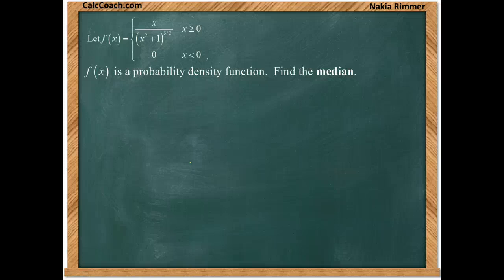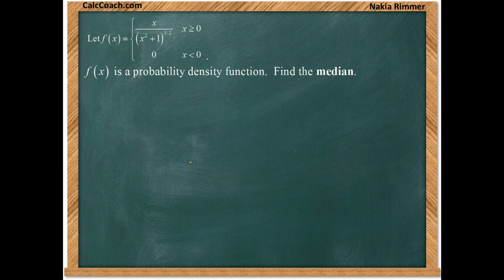Let f of x equal the function x over (x squared plus 1) to the 3 halves as long as x is greater than or equal to 0, and then the function will be 0 as long as x is less than 0. And you're told that this is a probability density function, and you're asked to find the median. So if you have a probability density function, the median can be found.